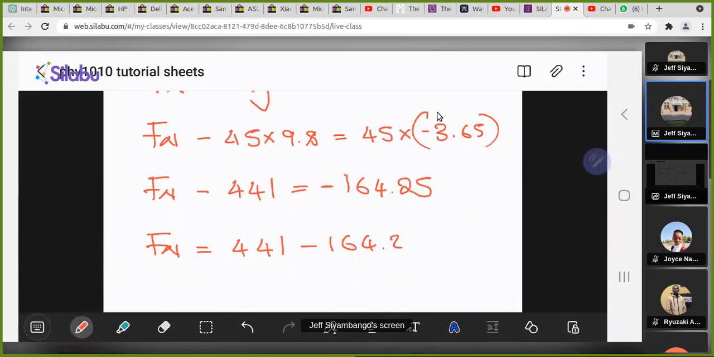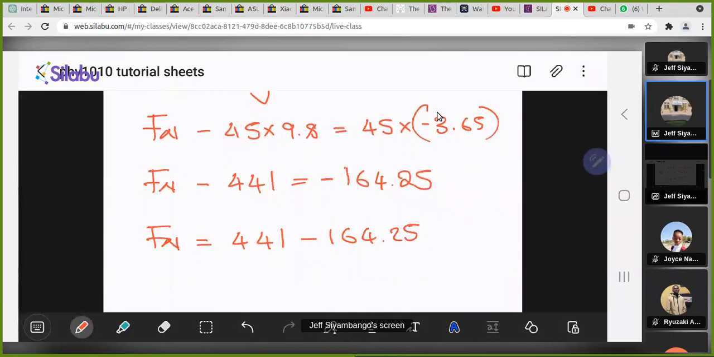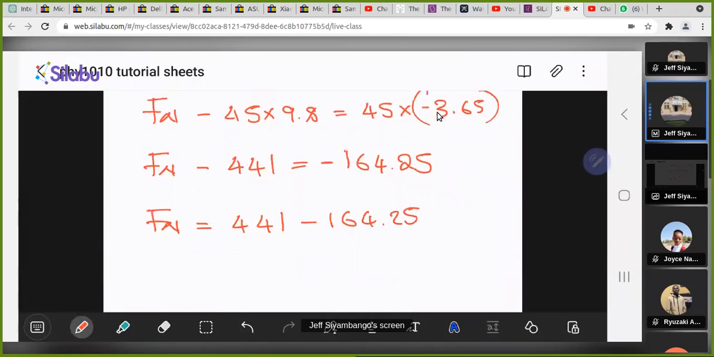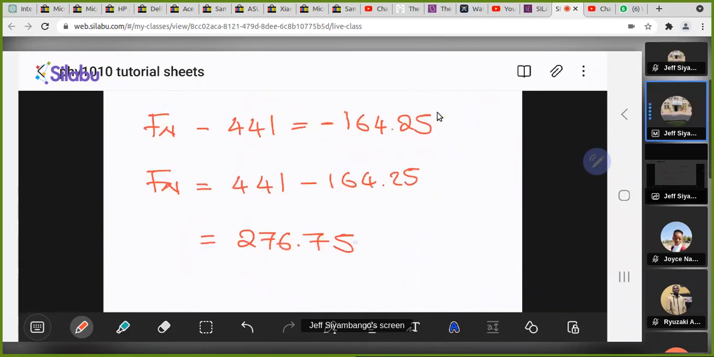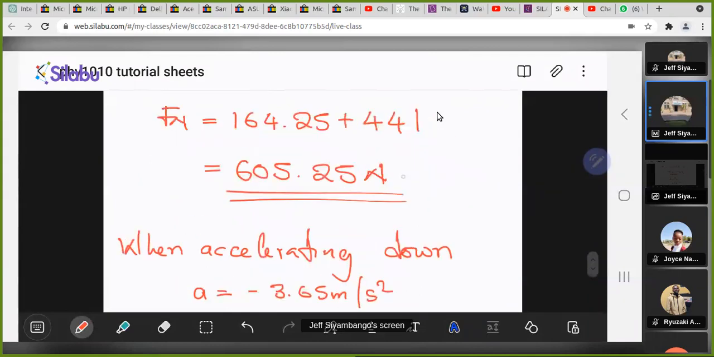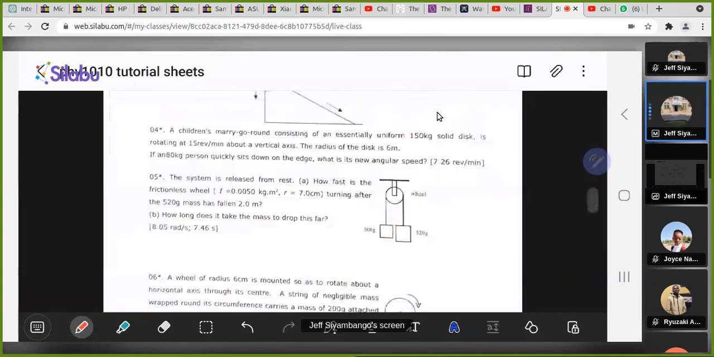And then you get the difference. So that is 441 minus 164.25. We get 276.75 newtons. So this is the reading on the scale when the elevator is going down, and this is the reading on the scale when the elevator is going up. Does it match the answers we were given? Let's see.